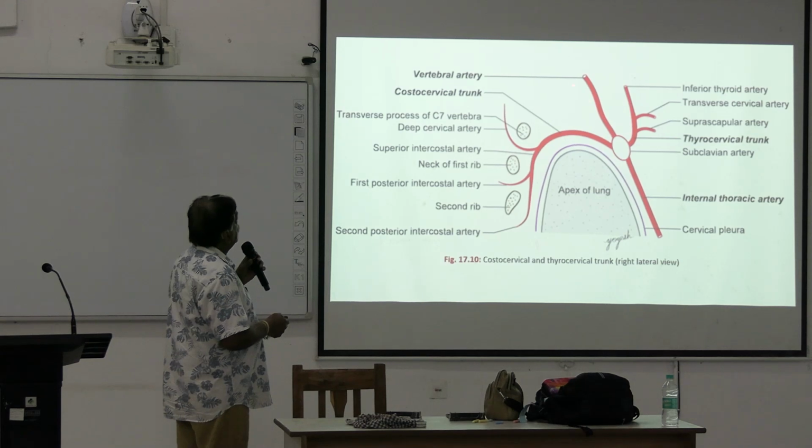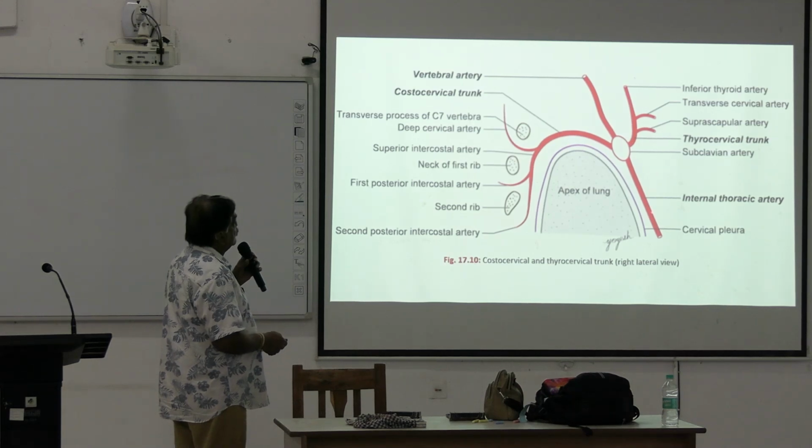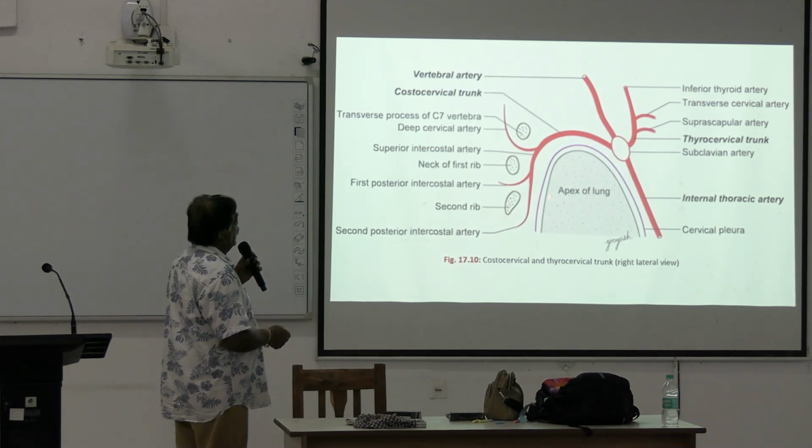See, this is the vertebral artery, costocervical trunk, and this is the subclavian artery, thyrocervical trunk, and internal thoracic artery, the cervical apex of lung, and see the second rib, neck of the first rib, and see the transverse process of the seventh cervical vertebra.